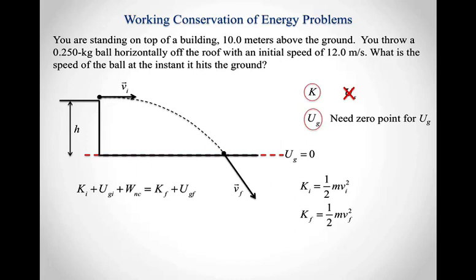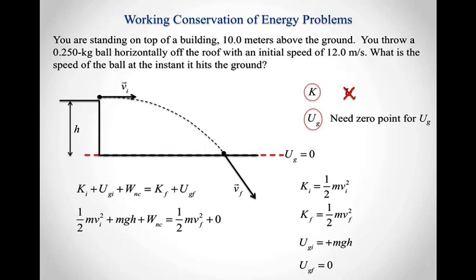For the initial gravitational potential energy, I'm above my 0 point, a height h. I'm a height h above my 0 point, so I'm going to need a positive out in front, and then I will calculate this as mgh. And then again, for my final gravitational potential energy, the ball is at the 0 point at the end. So again, based on my choice, the final gravitational potential energy is 0. So I can go plug all these into my equation.